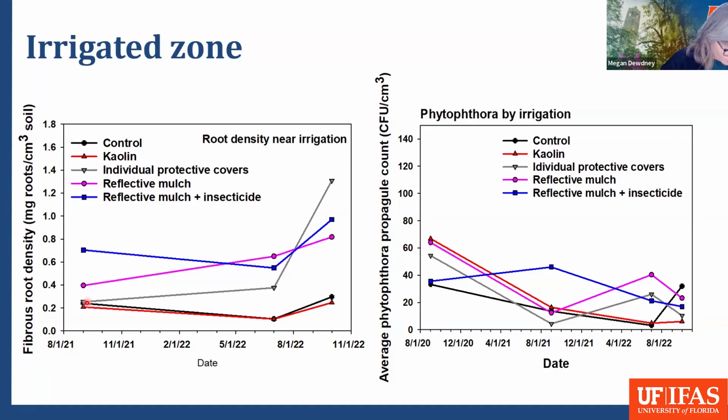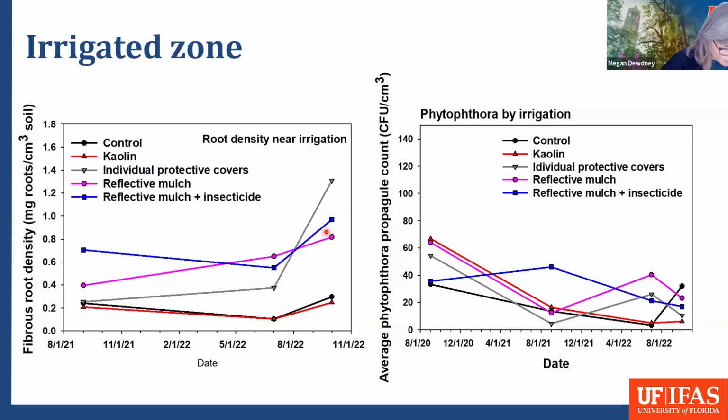In black, we had control, so this is how many roots we had. Both the control and the kaolin never produced very many roots until we see a little bit of an uptick there. Our individual protective cover trees had a slow burn on root density, and then all of a sudden it popped up towards the end as those trees started to grow into their bags. And then we had the best root growth in our reflective mulch treatments.